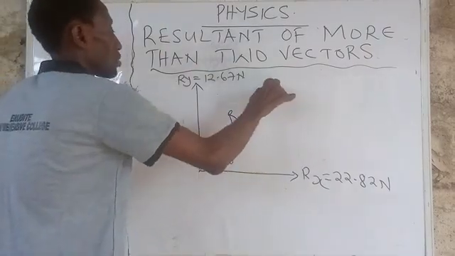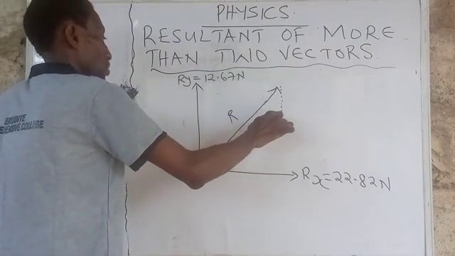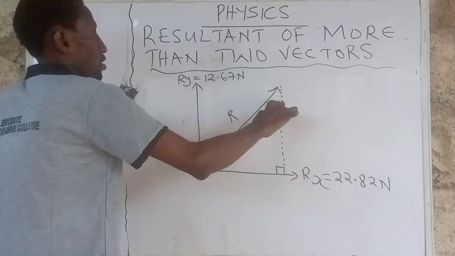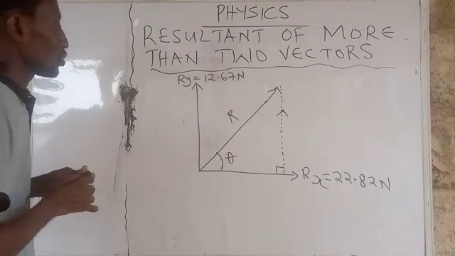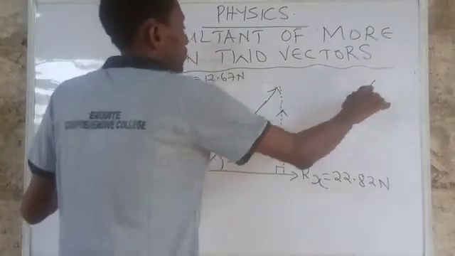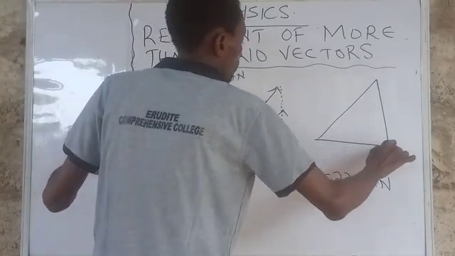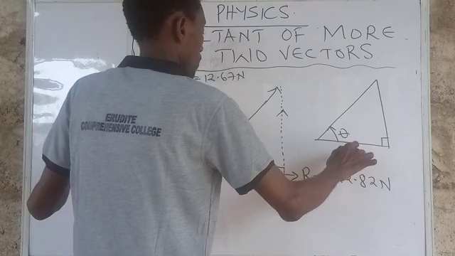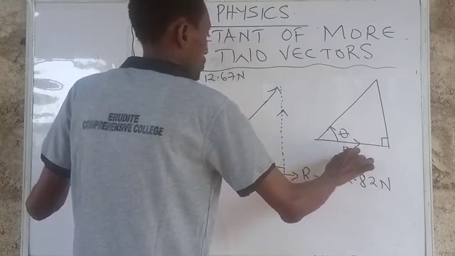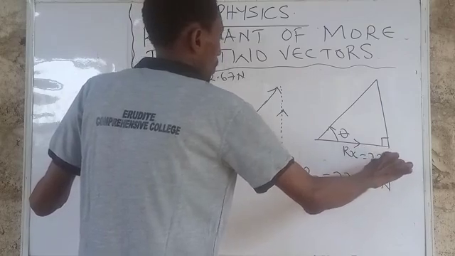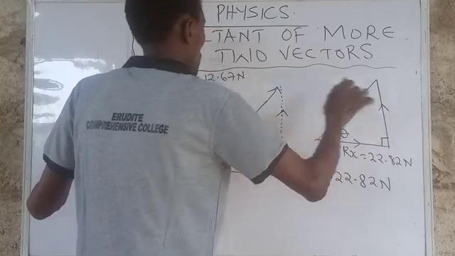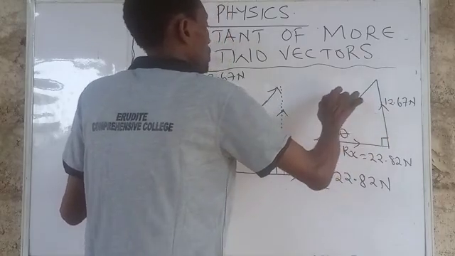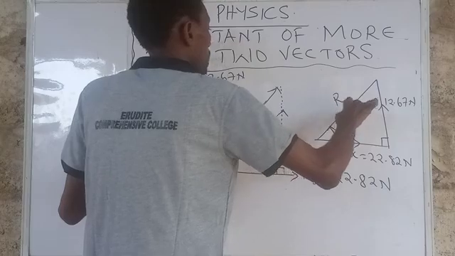So, make a vertical component here for the vector Ry. So that will give us a triangle, a right angle triangle. From here to here will be our bearing. Then you have your Rx, which is 22.8 Newton. You have your vertical, which is 12.67 Newton. Then you have your resultant R at the middle.